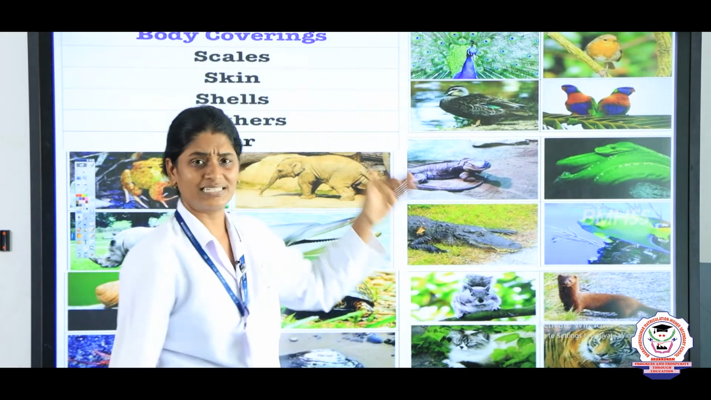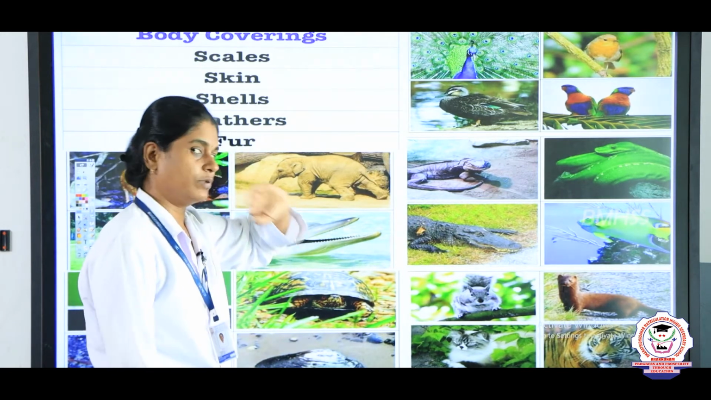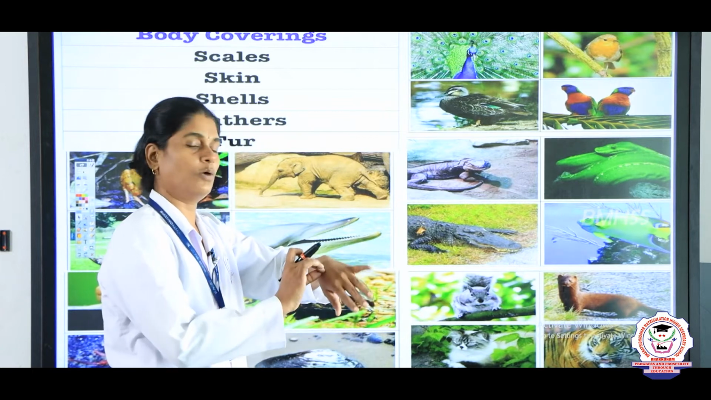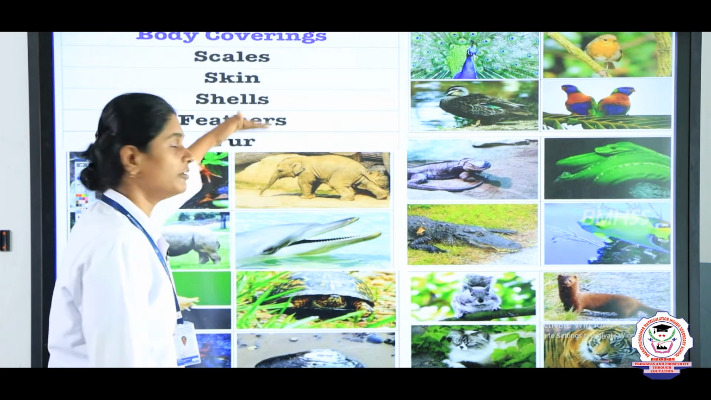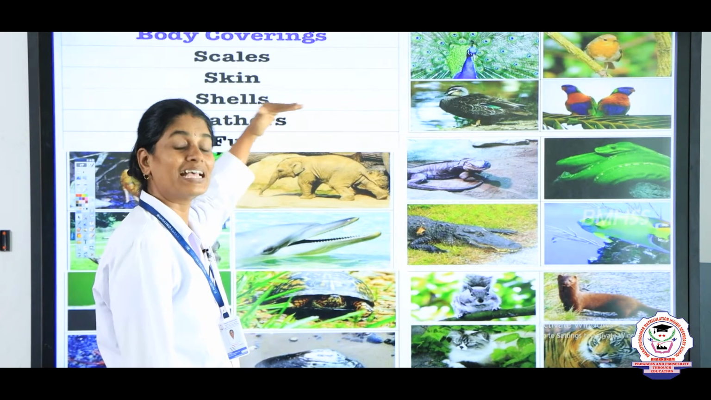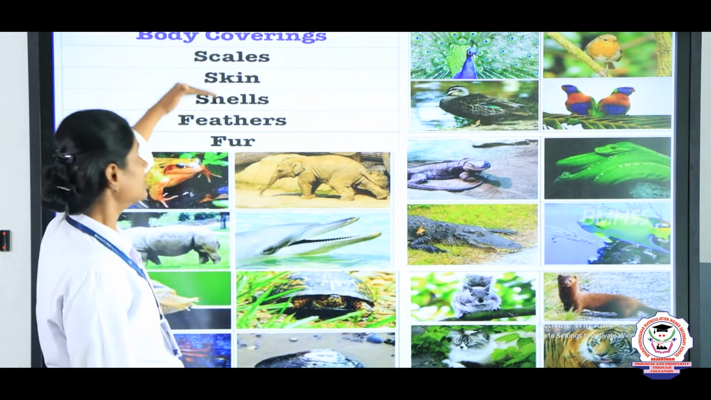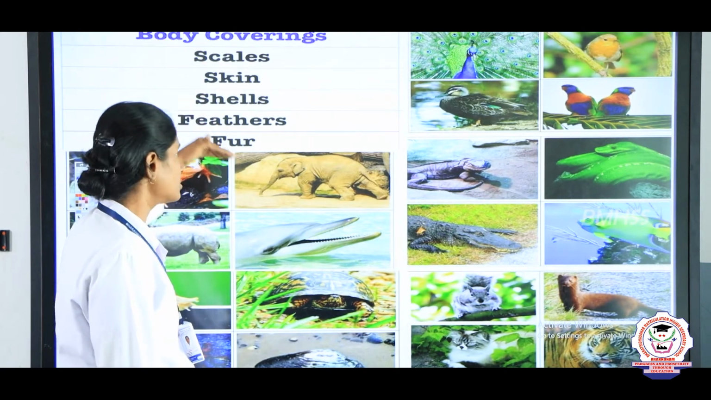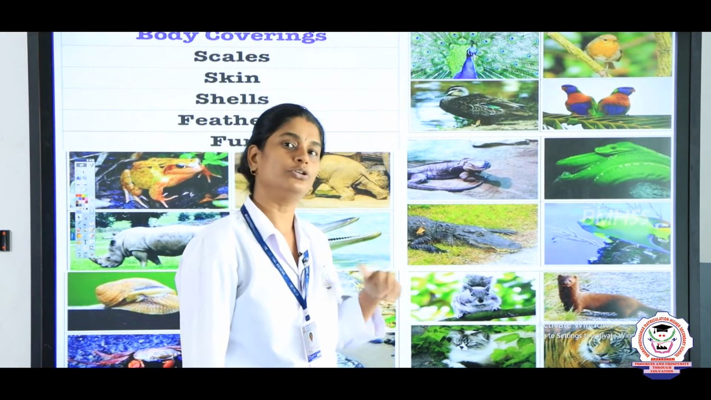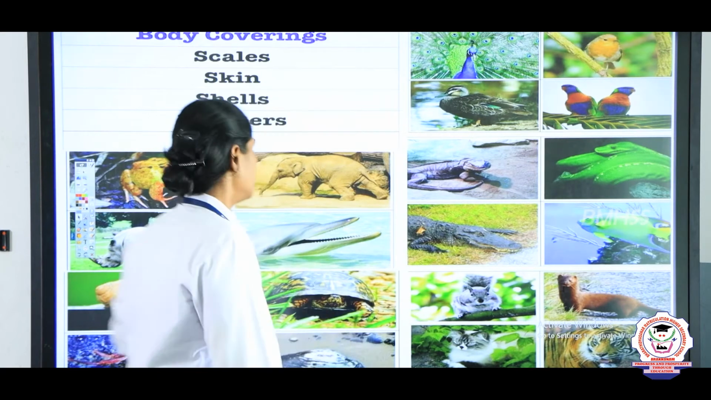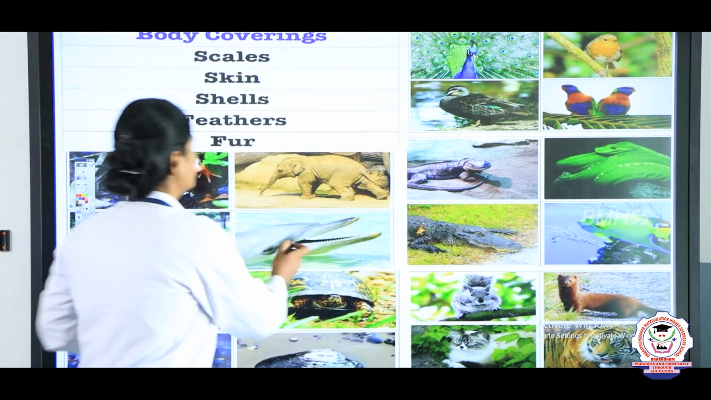So animals have different body coverings. Of course, human beings' body covering is skin, right? Animal body coverings are made up of different materials. We can classify the body coverings into different names: scales, skin, shells, feathers, fur, cuticle. These are all the body coverings that we are going to learn today, right? So we can see different animals with different body coverings.